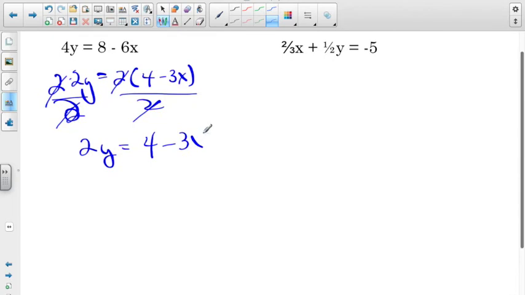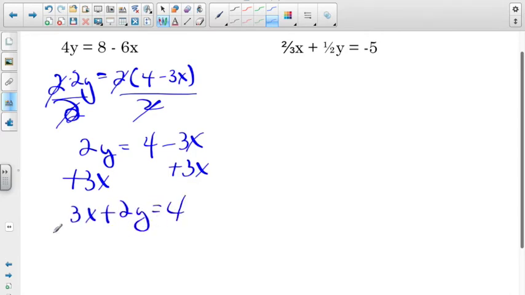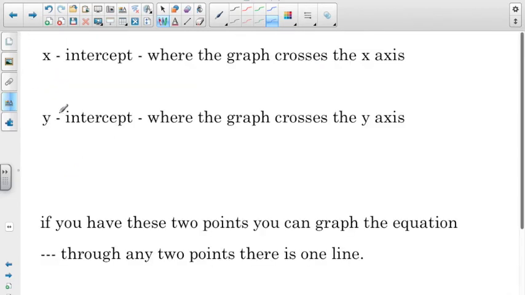Now I have to add that 3x to the other side. And when I do that, I get 3x plus 2y equal to 4. We won't worry about this one right now, but this is an idea of what we have to do to get this into standard form.